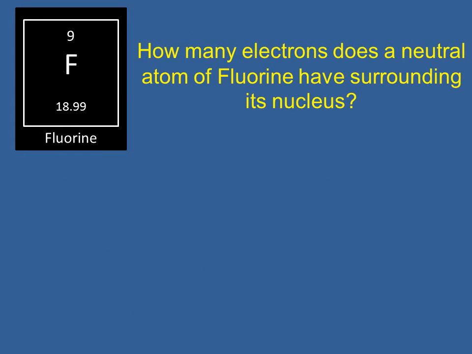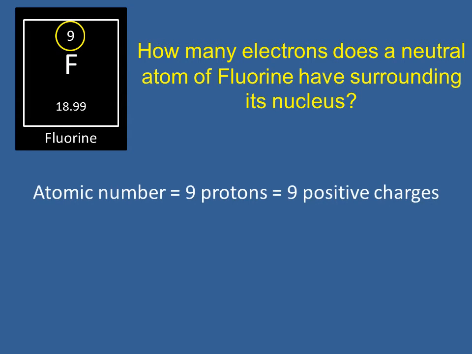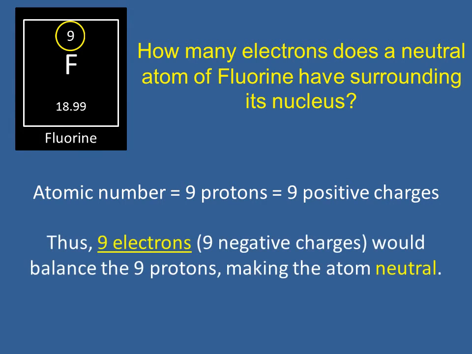Okay, so how many electrons does a neutral atom of fluorine have surrounding its nucleus? First, you would look at the atomic number and find that it has 9 protons, thus has 9 positive charges. To balance those positive charges and be neutral, then it would have 9 electrons. So if you got 9 electrons, congratulations.